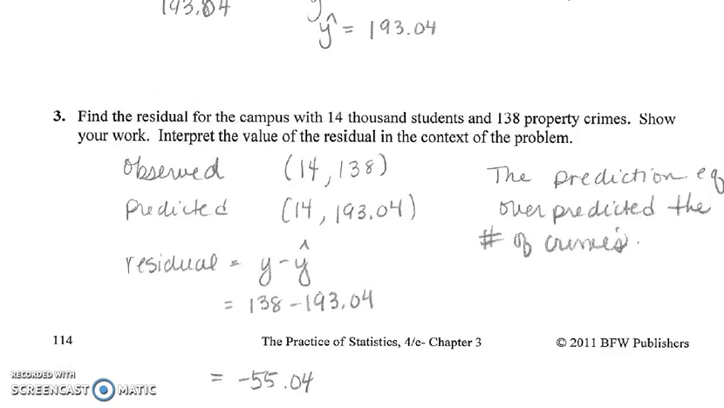The fact that it was a negative residual means that when I took my observed and subtracted the predicted, my observed fell below the prediction line. So the explanation of this is that the prediction equation overpredicted the number of crimes.